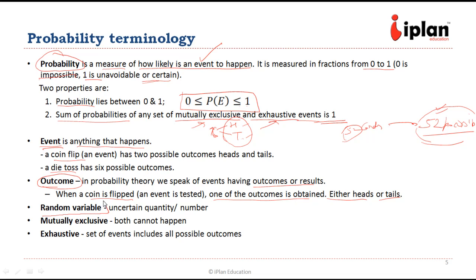The random variable is a variable which is an uncertain quantity or number which stores the outcome of the random experiment. For example, the random experiment is a toss of a coin. If the variable is x, it will store the value of the outcome of the random experiment. We have already discussed mutually exclusive and exhaustive events. They will help us to calculate the value of probability for an event or a set of events. Now let us move to the next slide.